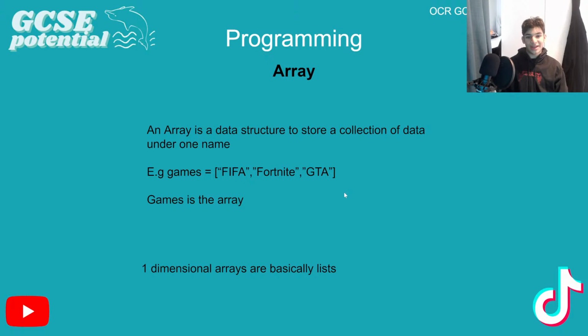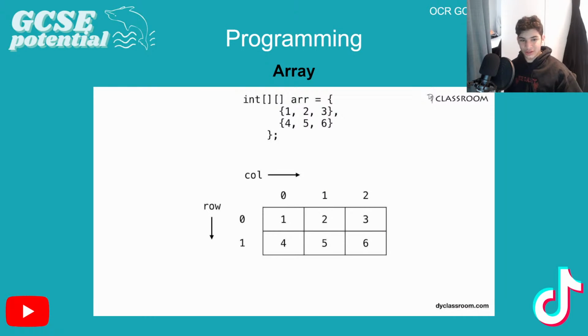Arrays. An array is a data structure used to store a collection of data under one name. A one-dimensional array is a list, which we talked about earlier. So games is an array, or you can call it a list: FIFA, Fortnite, GTA. So one-dimensional arrays are basically like lists. But imagine there was another dimension. I've used this because it's a decent example.